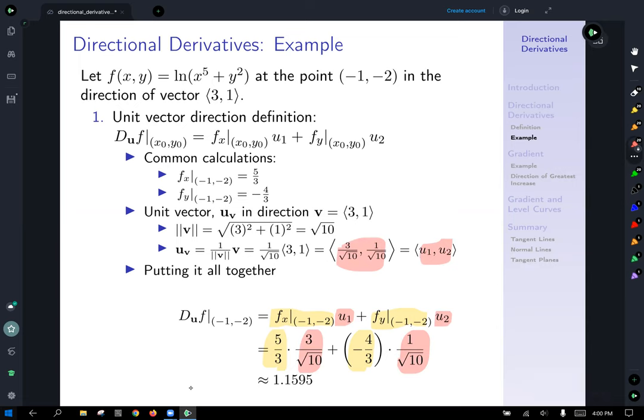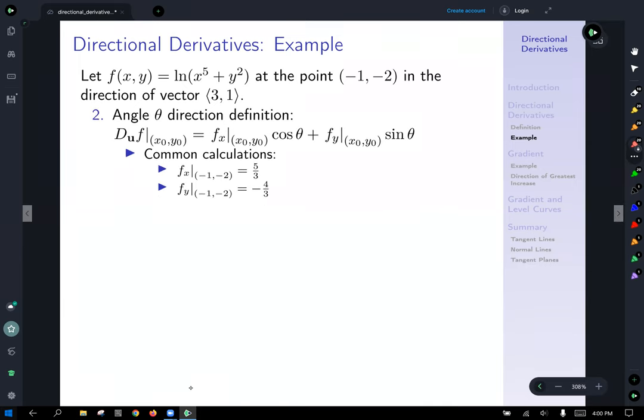Do that math and get that the derivative at the point -1, 2 in the direction of 3, 1 is about 1.1595. Now on to the angle definition.